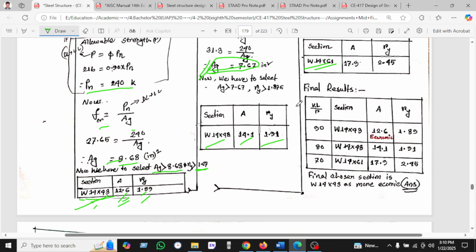So finally we have seen trial 1, trial 2, and trial 3. Sorry, I wrote it wrongly. Here is trial 1, here is trial 2, and the last one is trial 3. We have seen that when the KL value is taken 90, we find this value and the area is 12.6. When we take the ratio L divided by r, we find 14.1 and 17.9. So we select the lesser area for economical purposes. So our final choice is the 14 by 43 section as the more economical one.